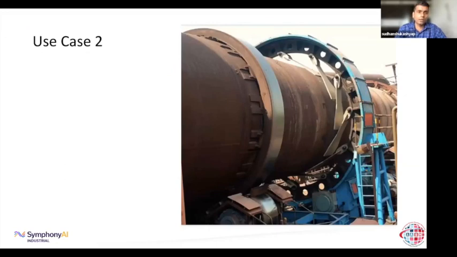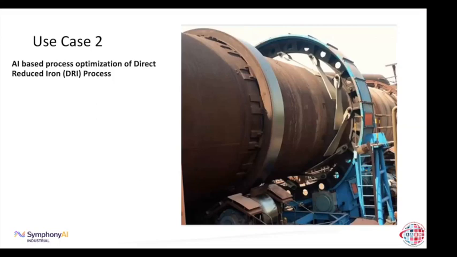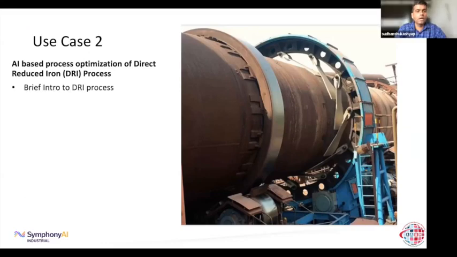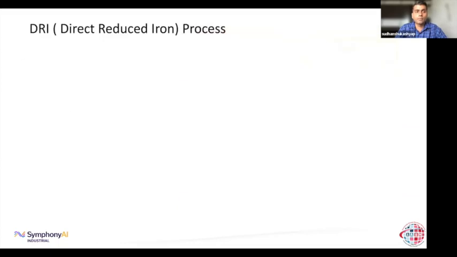Now I'll cover another use case, and this one is for process optimization of the direct reduced iron (DRI) process. This is from the steel industry, but it's very relevant to chemical engineering, so that's why I thought to include it. So we'll cover here a brief intro of the DRI process. If you are not aware, I'll just cover the basics so you could follow the presentation, and then what kind of artificial intelligence applications are being done in this particular case.